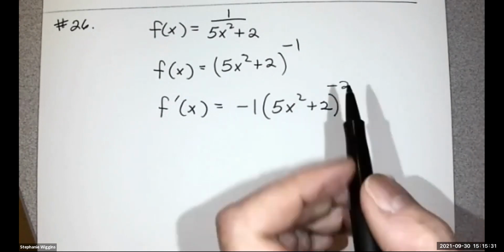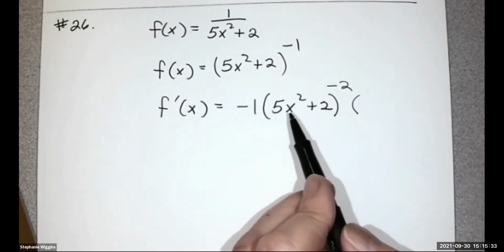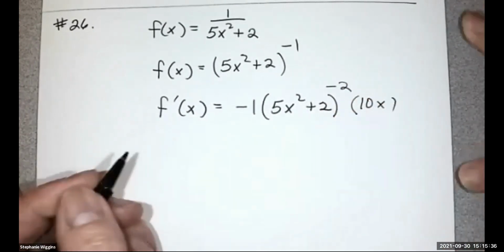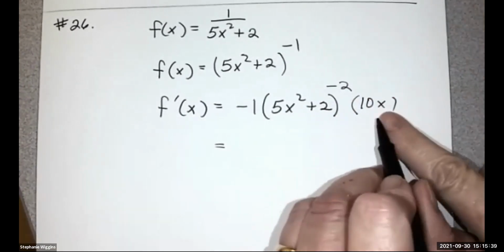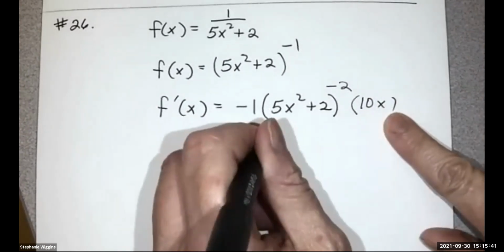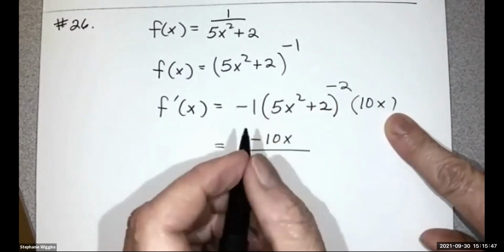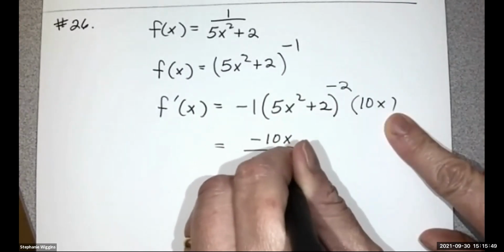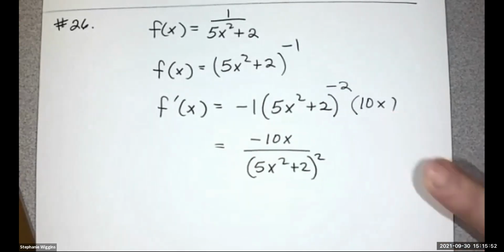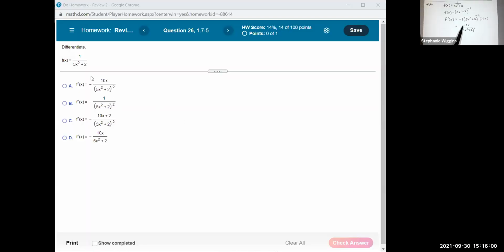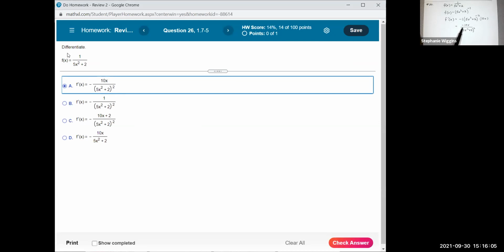We use the power rule, and then we have to multiply by the derivative of the inside function. So this is 10x. If I simplify this, I have my negative 10x in the numerator. But this negative up here tells me I'm going to put this whole thing in the denominator. So this is going to be 5x squared plus 2 squared. Okay. And so looking at my choices, I have negative 10x. It looks like it's right here. Now, you would get the same answer if you had used the quotient rule. So either way is correct.